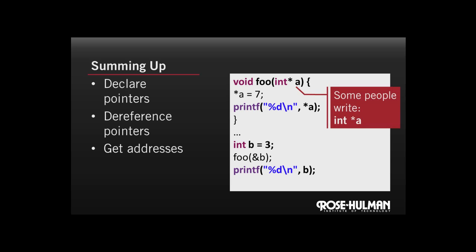One thing to note is that some people will put the star on a parameter declaration next to the variable. Instead of int star space a, as we've written, they might write int space star a. We'll try to consistently use the version with the star on the type name, but you should be aware of this other syntax in case you read it.